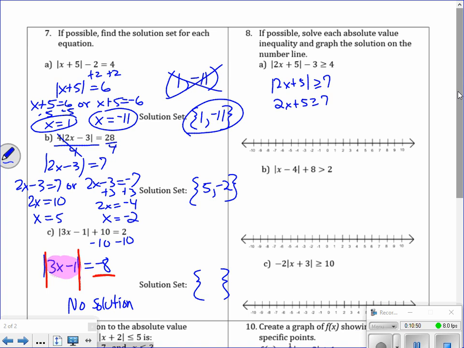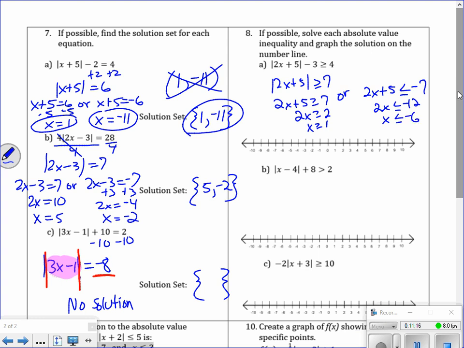So greater is what we kind of say, so we say the word or. And then 2x plus 5. Remember, you switch your symbol and you make your sign negative. All right, when I take away 5 on the left here, I get 2x is greater than or equal to 2. Divide by 2, I get greater than or equal to 1. Over here, when I take away 5, I get 2x is less than or equal to negative 7 minus 5 is negative 12. And then when I divide by positive 2, I still get less than or equal to negative 6.